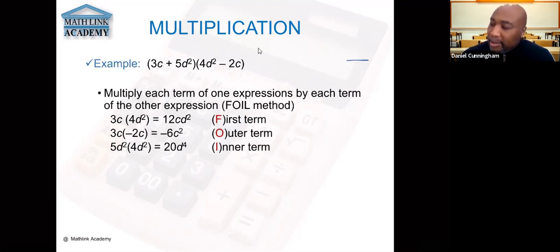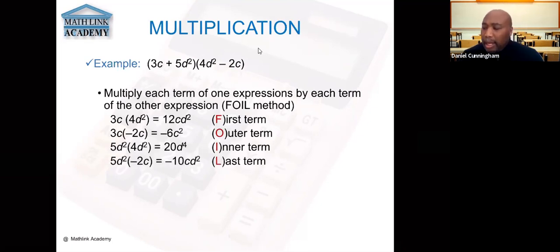And your last, the L. So last here and last here. What do you mean by last? They're talking about the last terms of each of the expressions. In this case, it'll be 5D squared times a negative 2C, which is a negative 10CD squared. FOIL method: first, outer, inner, last. You use it when you multiply two expressions that each have two terms.